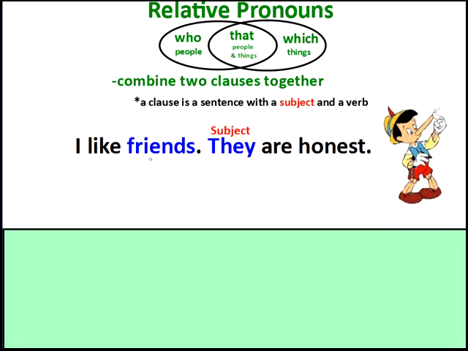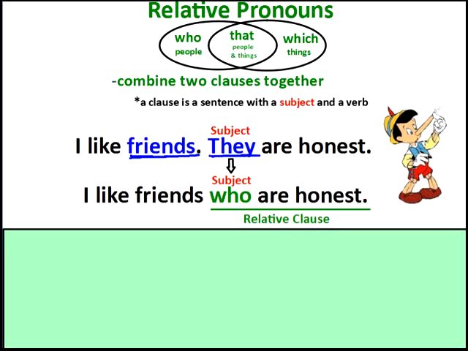It says, I like friends. And then another sentence, they are honest. If we see that I have something in common between these two sentences, and that's friends and they. When this happens, I can combine these two clauses, I can combine these two sentences together, but I need to use a relative pronoun. So how can I do this? Here's the answer. I like friends who are honest.